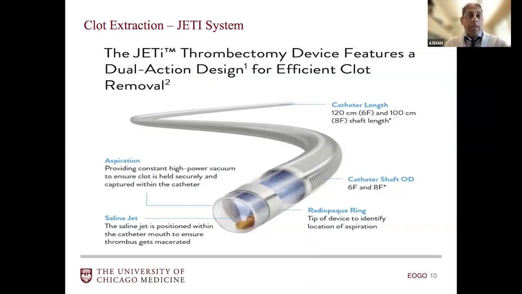Recently approved from Abbott is the Jetty system. This is a thrombectomy device that also helps take out clot. This is approved by the FDA for removal in peripheral arterial disease.